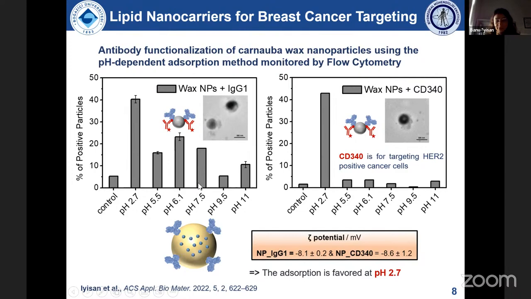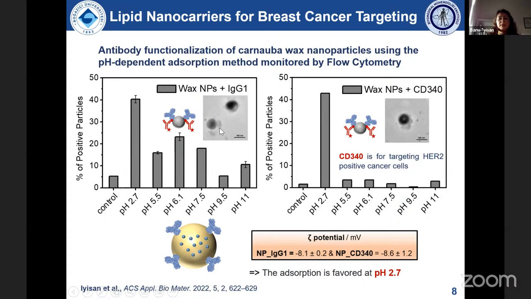Then finally, when we monitored and characterized our final nanoparticles by flow cytometry, we saw the following. On the right side, you see the HER2 antibody, which is specific for breast cancer. And we see there was a really higher adsorption when the pH was acidic, at 2.7. With the immunoglobulin, again, the trend was higher. The antibody functionalization was higher at acidic pH, as you can see here, but it has a bit more adsorption, I would say. After that, of course, we were very happy that we could have our antibodies on the surface, but it was definitely not enough.